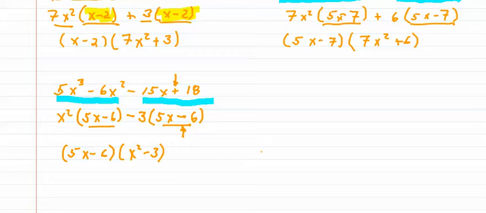Okay, I hope this helps. This is factoring by grouping. It's relatively simple to do, and I think you'll do this without any problem.